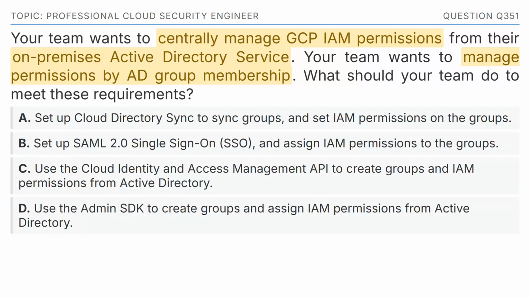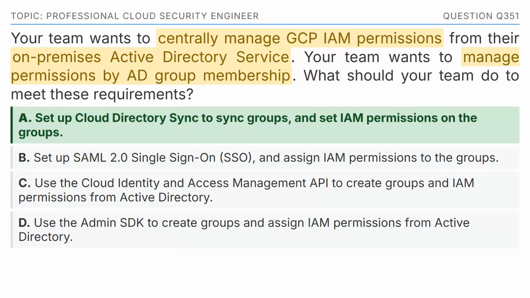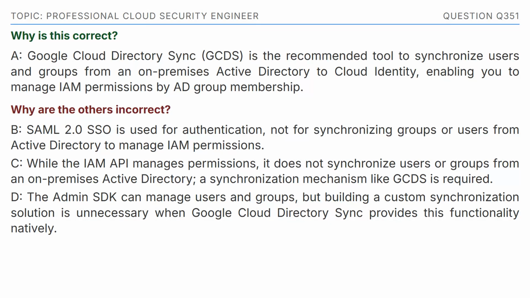To arrive at the correct answer, we focus on the keywords: centrally manage GCP IAM permissions, on-premises Active Directory service, manage permissions by AD group membership. The correct answer is option A, set up Cloud Directory Sync to sync groups, and set IAM permissions on the groups. Why is this correct?